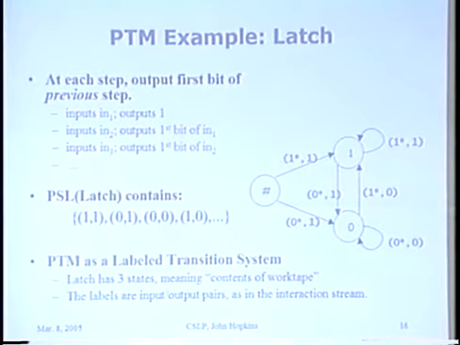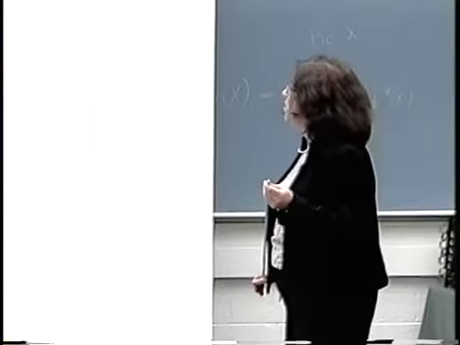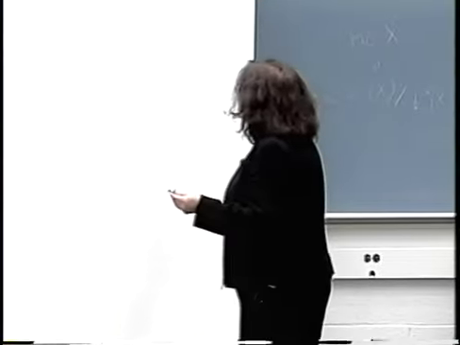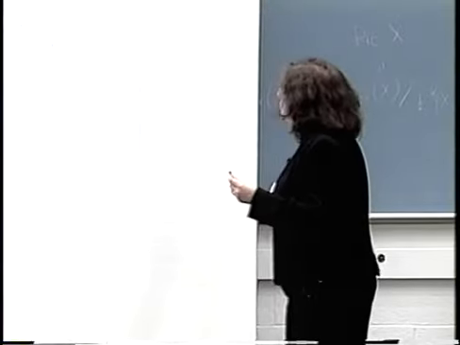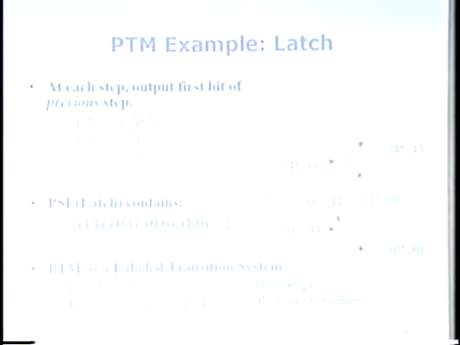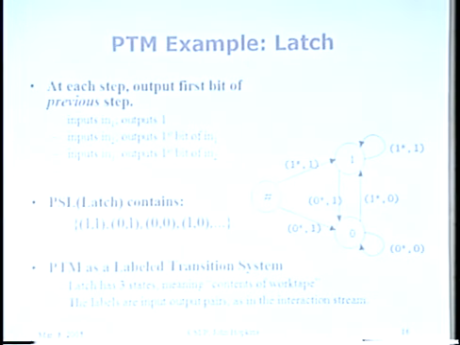Well, we're assuming that your input is a string of sequences of bits, and you just output the first bit of the previous sequence, not the current sequence, the previous one. Okay? So there are three possible memory states, contents of the work tape here.